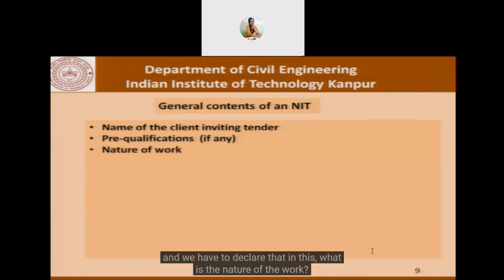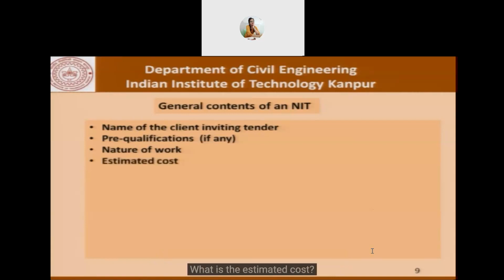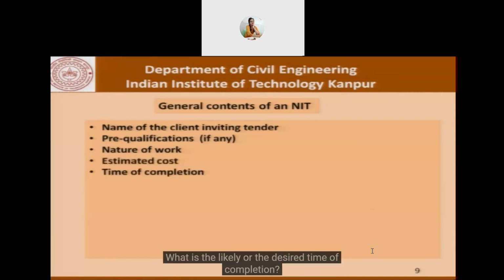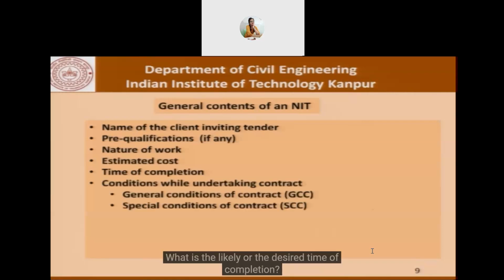What is the nature of the work? Whether it primarily involves construction of a house, or it involves primarily civil work or electrical work or whatever it is. What is the estimated cost? What is the likely or the desired time of completion? What are the conditions while undertaking the contract or the job? This typically is given in 2 volumes. One is the general conditions of contract, which is called the GCC, and the other is the special conditions of contract, which is the SCC.